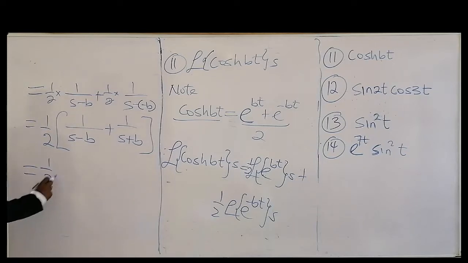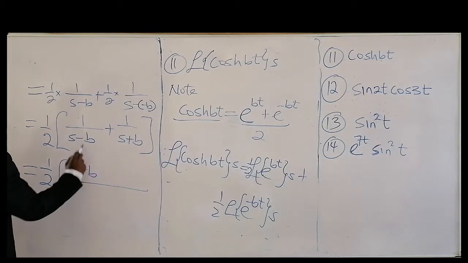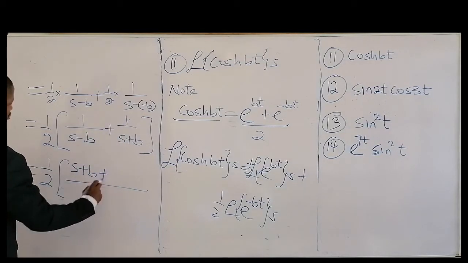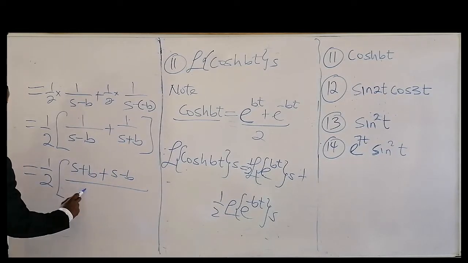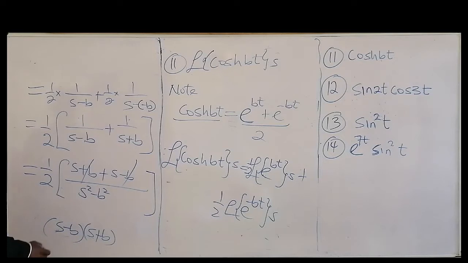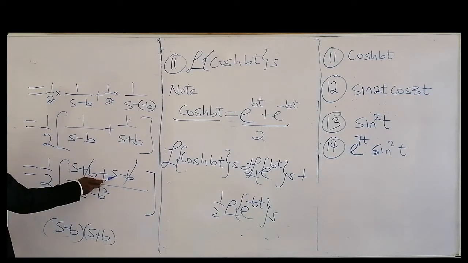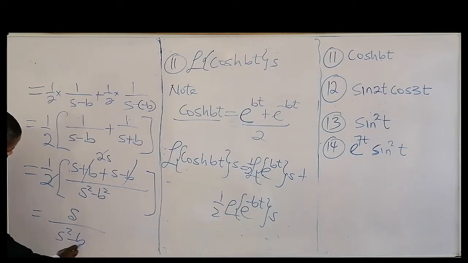So that will be half into brackets. This one will go here, that will be x plus b. This one times this one, that's plus x minus b. Then this and this will give you a difference of two squares, that's x squared minus b squared. So minus b we cancel, we have x plus x, that's 2x. So the 2 is there. So the final answer is this. So that's the final answer for that hyperbolic function.